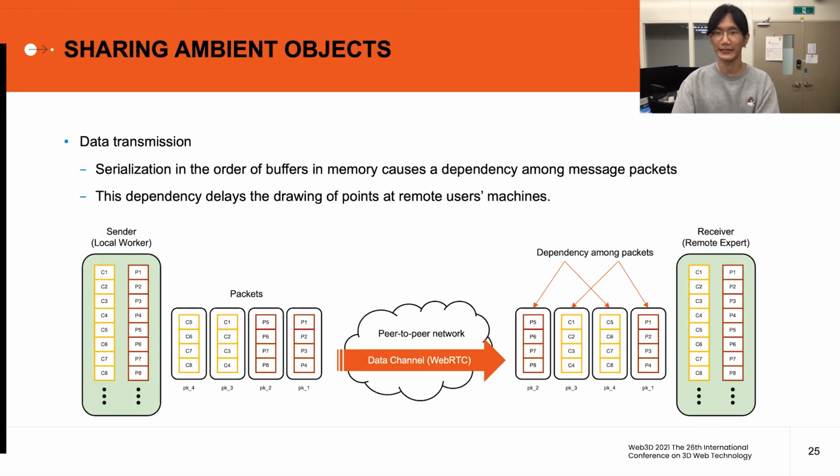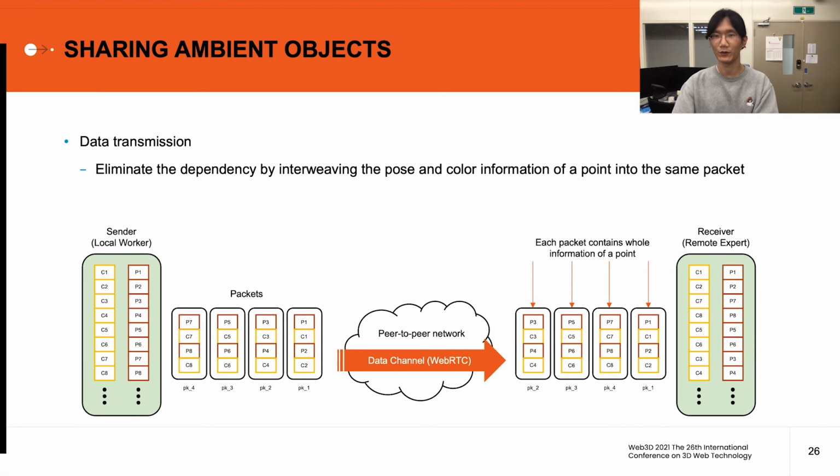Before dividing, what we need to know is that color and vertex buffers are separately managed for the purpose of efficient memory access. If these points are sent in the sequence stored in the memory, packets containing color information and packets containing position information depend on each other. Because the points are not rendered until both color and position information are available, a delay happens until a dependent packet arrives. This issue can be resolved by reordering the data. By interweaving the color information and position information of the points in one packet, it is possible to prevent dependence from occurring. As a result, the remote side renderer can draw the points as soon as they arrive.